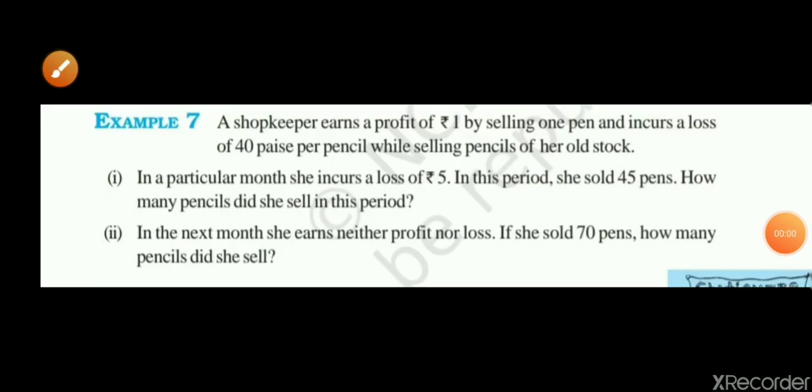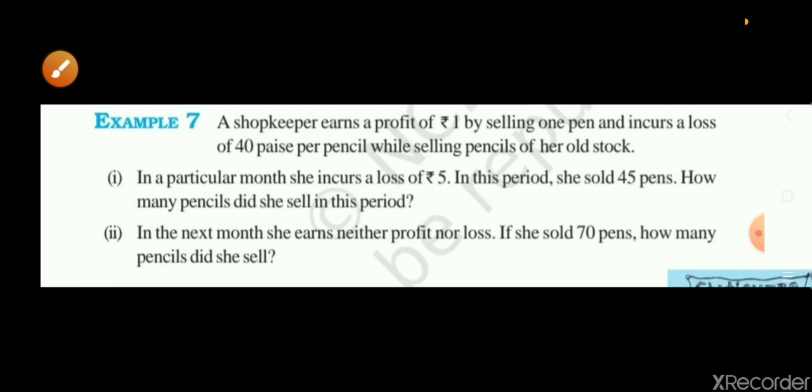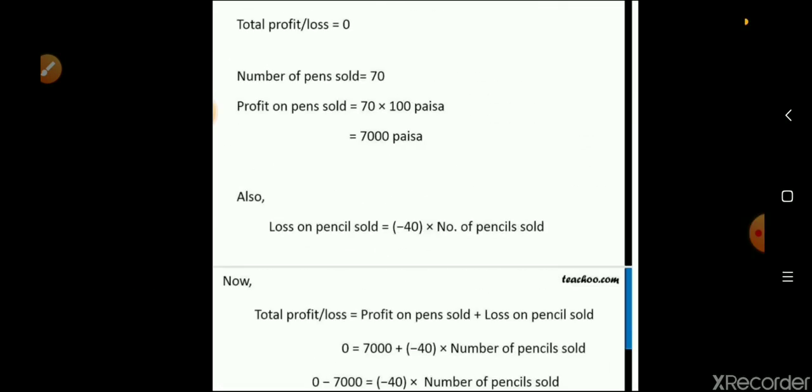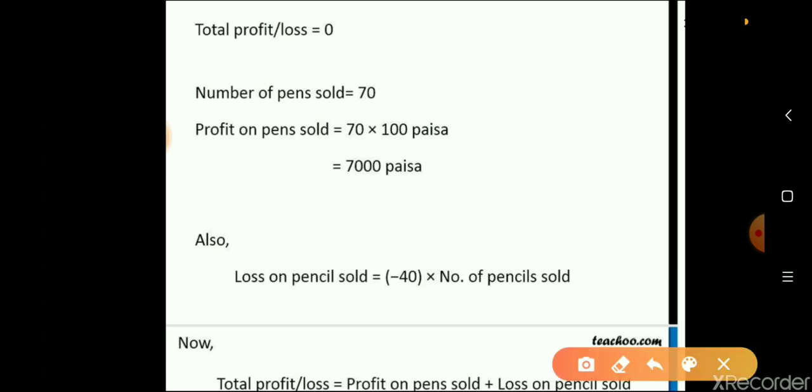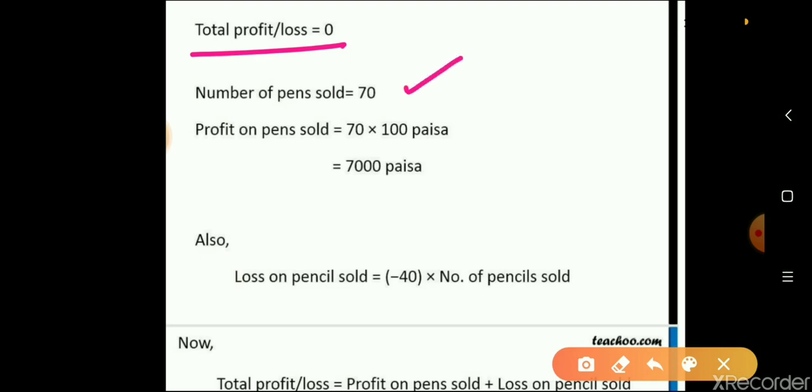Okay, the second part: in the next month she earns neither profit nor loss. If she had sold 70 pens, how many pencils did she sell? In the next month she has neither profit nor loss. So if she sold 70 pens during that month, how many pencils did she sell for having no loss and no profit? So here it is given that the total profit or loss is 0, and the number of pens sold is 70.